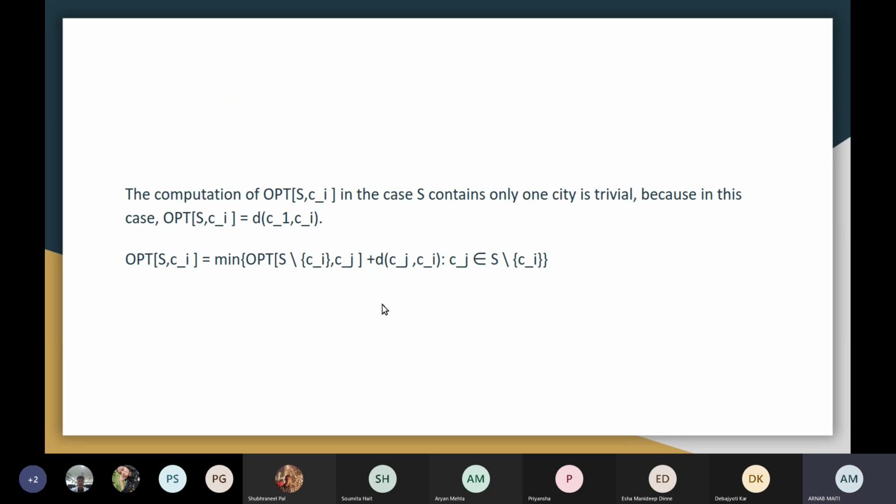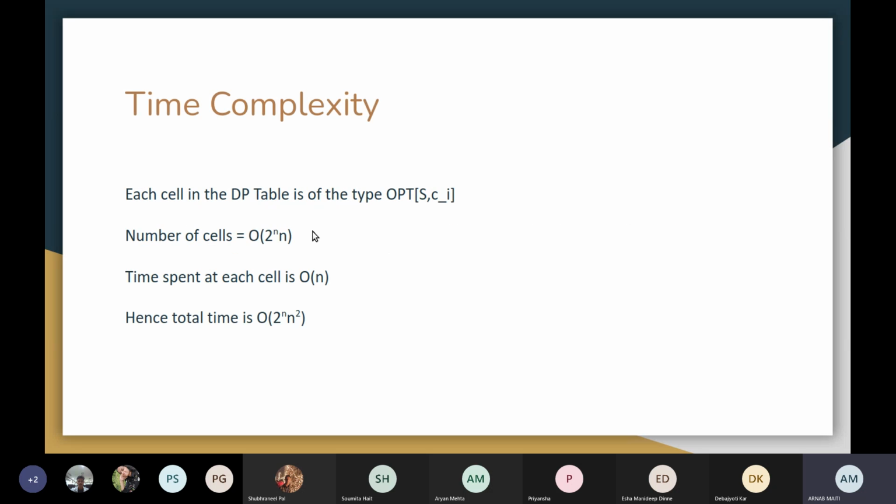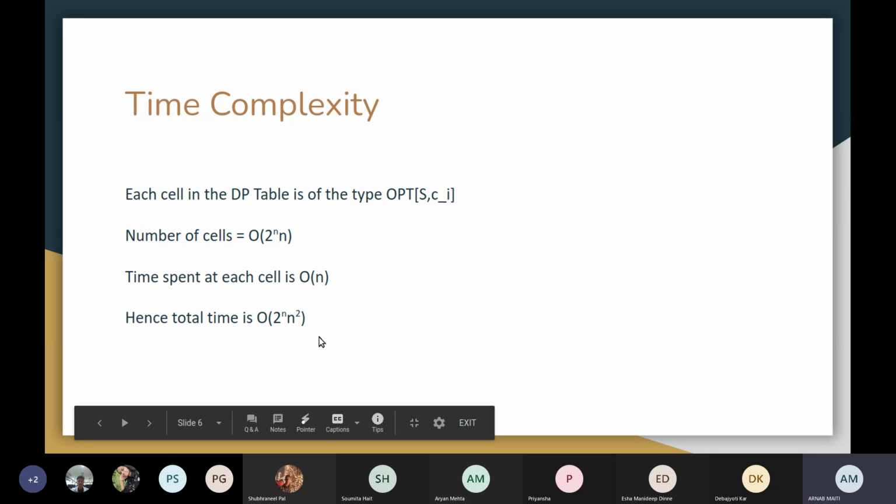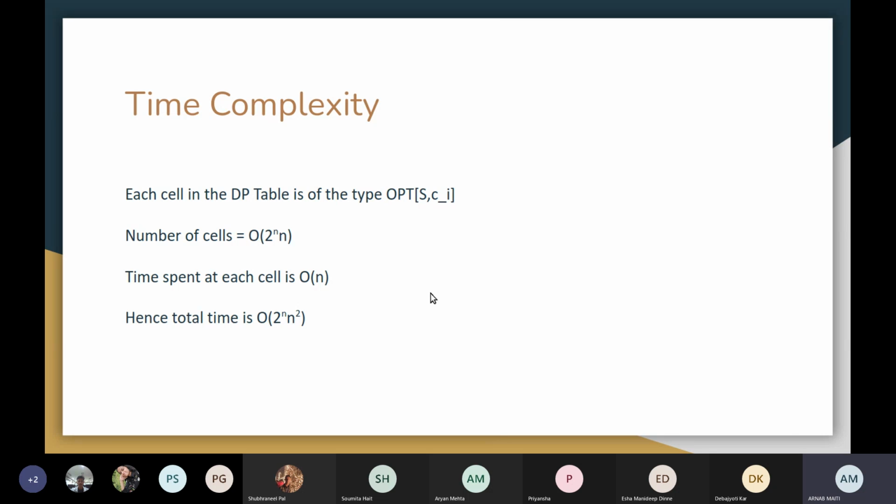This minimum is not an order one operation, it's an order n operation because you are taking the minimum over n values. That's why you will be spending order n at each cell. So you just multiply it, and you'll get 2 to the power n into n square. So this is the time complexity for our problem: order 2 to the power n into n square. I hope it's clear.